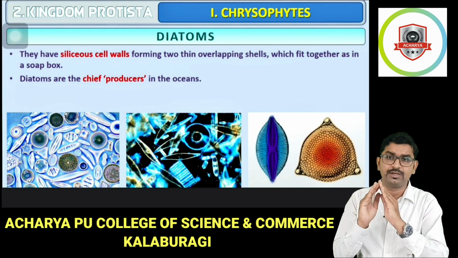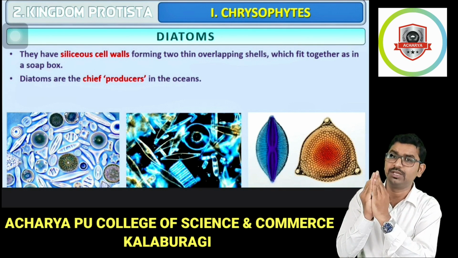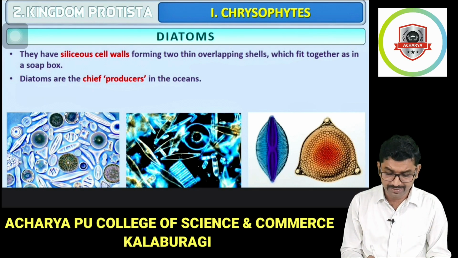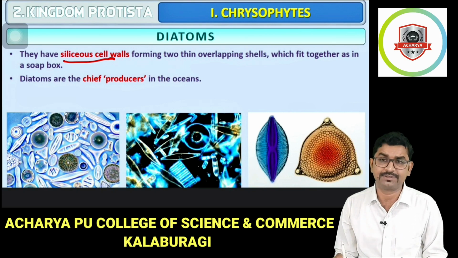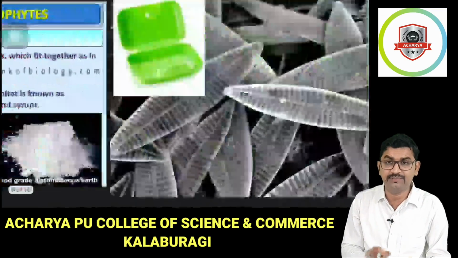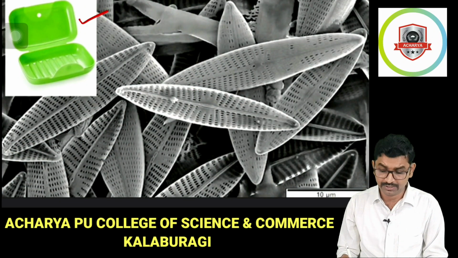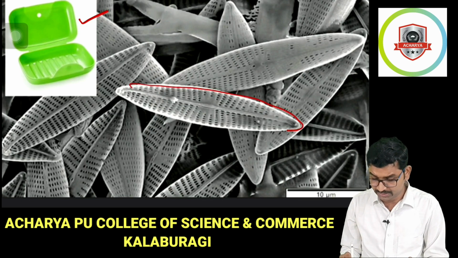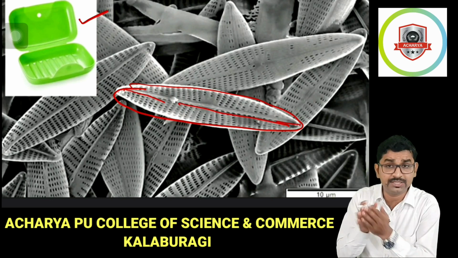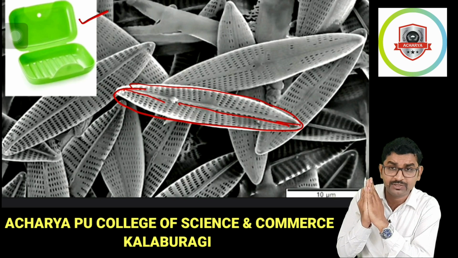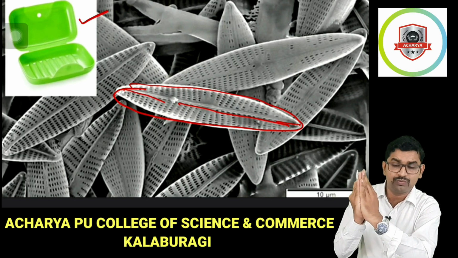It appears like a soap case, the way we close it. Right? They have a siliceous cell wall forming two overlapping shells which fit together like this. That is why I have shown it here. You can see the soap case I have displayed. One diatom is like this, closed, like a soap dish when it is closed. Like these two separate entities, we get a closed form. All right?